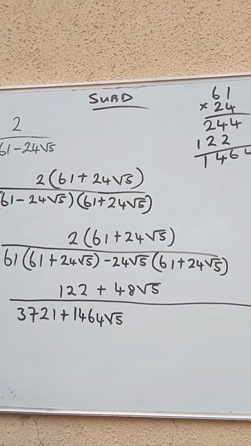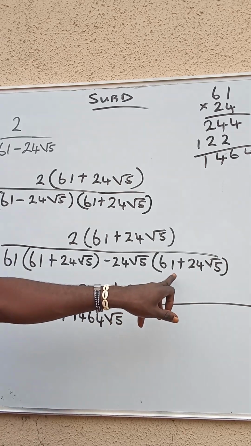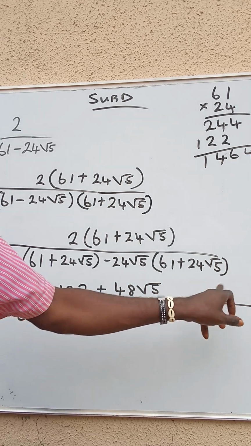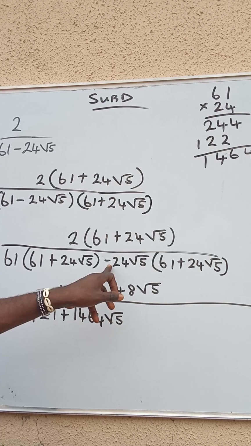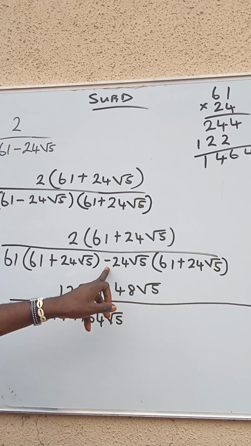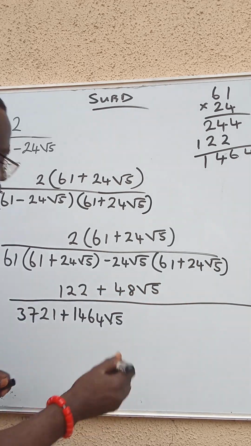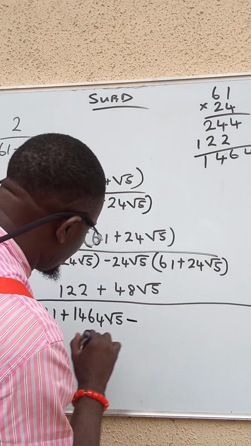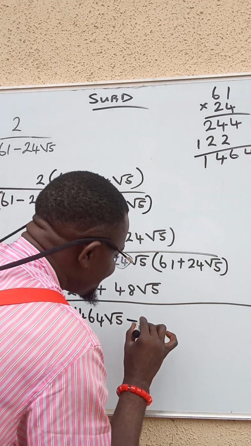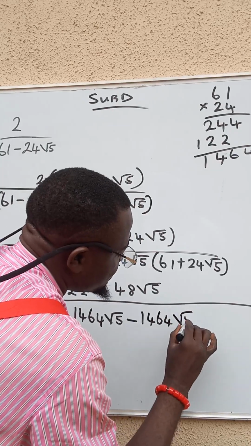Right? Now, no need of me. There's something I've seen here. We're done with this. We're done with 61 multiplied with the whole of this. Now we're going to minus 24 root 5 multiplied by 61 plus 24 root 5. Now, minus 24 times 61, I've done it already. Forget that it's minus. It's still the same thing because it's multiplication. Minus 24 times 61 will give me minus 1,464, the same what? Root 5.